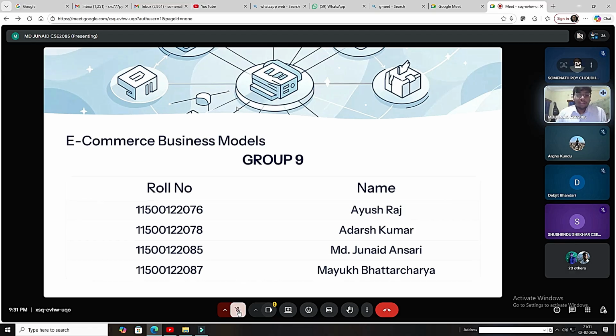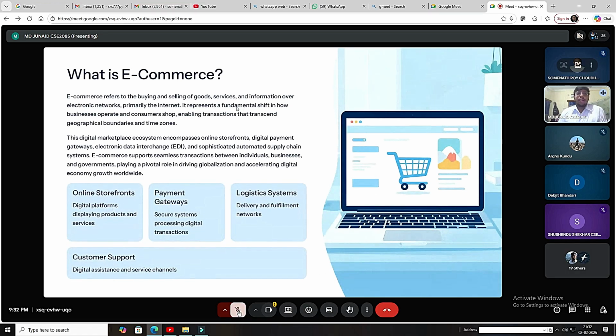Good evening, sir. I'm Junaid, Group 9, roll number 85. So this is our presentation on e-commerce business models. Let's start. So what is e-commerce? E-commerce refers to the buying and selling of goods, services, and information over electronic networks, primarily the internet. It represents a fundamental shift in how business operates and consumers shop.